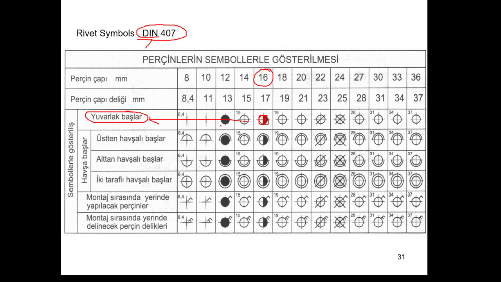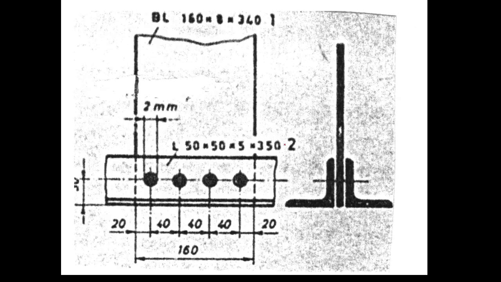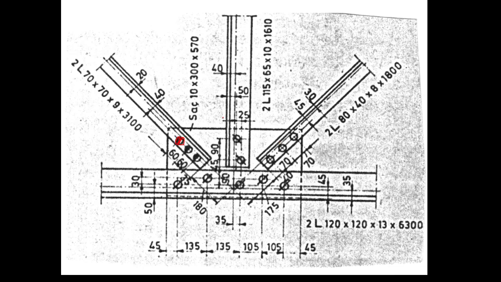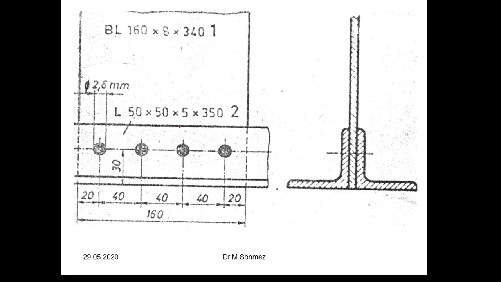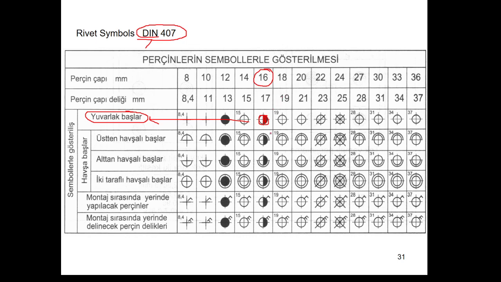Okay? Shall you learn the symbols by heart? No, never. But have an idea. Whenever on the assembly drawing you find such strange symbols, be aware that these are to say rivets. Show the location dimensions only. No need to show the diameter because that standard symbol corresponds to a certain specific rivet in shape and also in size.